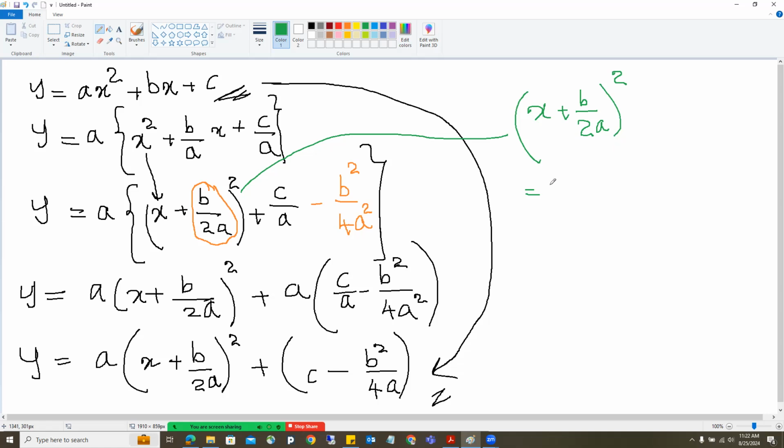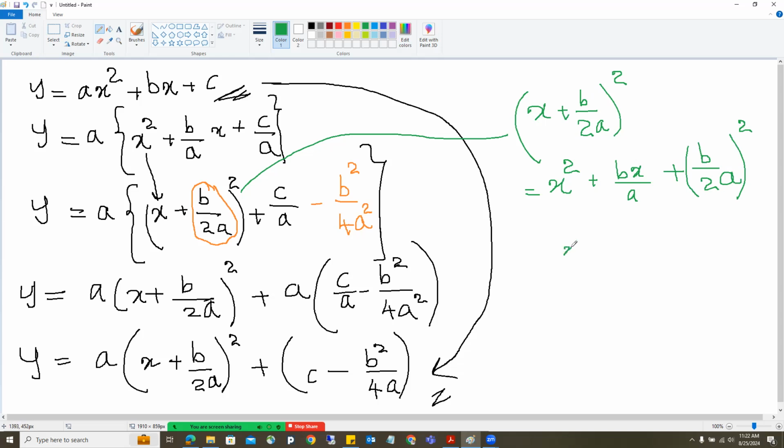x squared plus bx over 2a, then bx over 2a again. So here we have b over 2a squared, right? This is the third term we are receiving here.